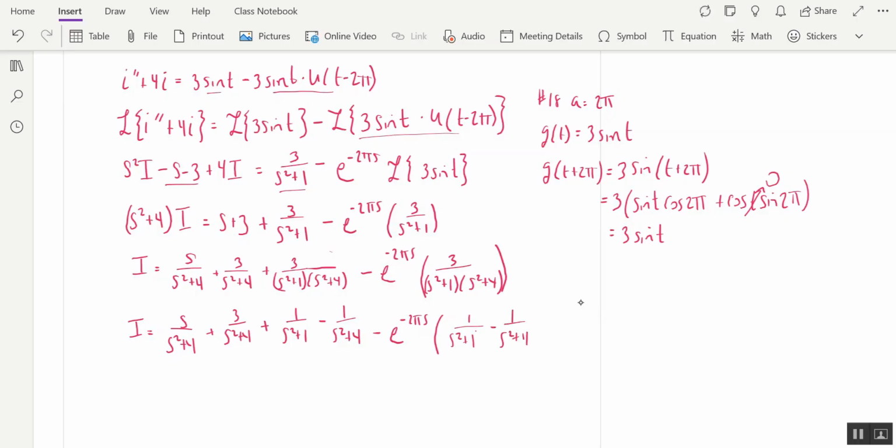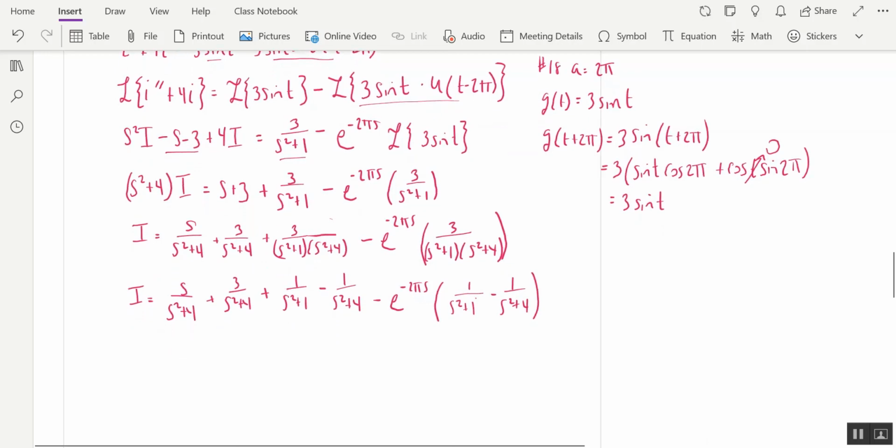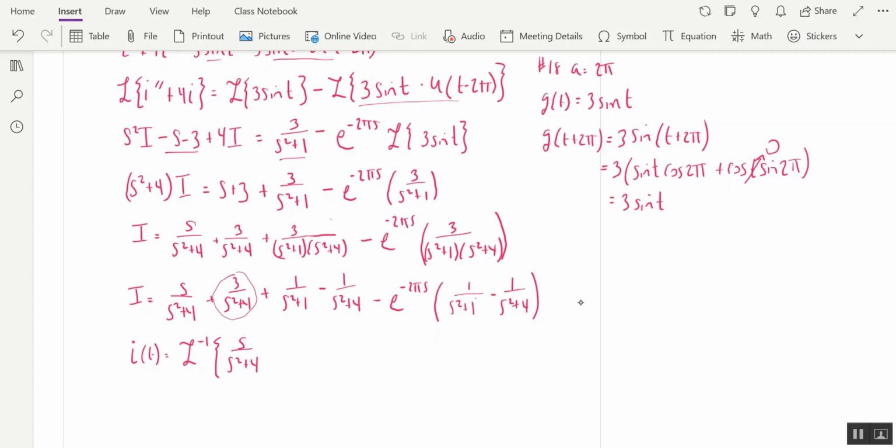All right, so now I'm ready to take the inverse Laplace transform of both sides. So I'm back to little i on this side, and I want L inverse of, now I'm going to do a little bit of cleanup. I've got s over s squared plus 4, and then I can combine like terms because I've got 3 over s squared plus 4 minus 1 over s squared plus 4 gives me plus 2 over s squared plus 4, and then I have the 1 over s squared plus 1.